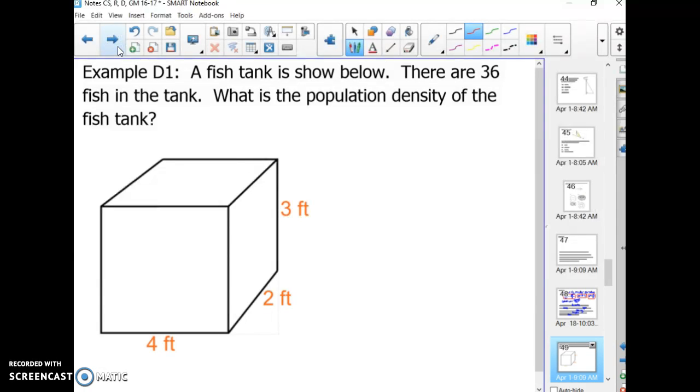Okay, so I have a fish tank as shown below. There are 36 fish in the tank. What is the population density of the tank? So density is going to be equal to my fish over my volume. Well, fish are given to me.